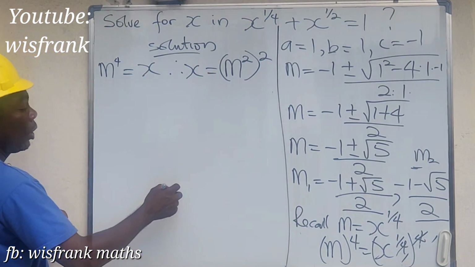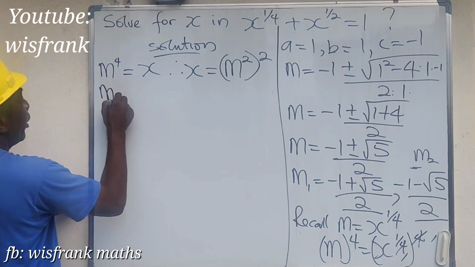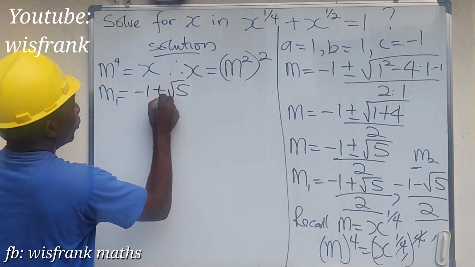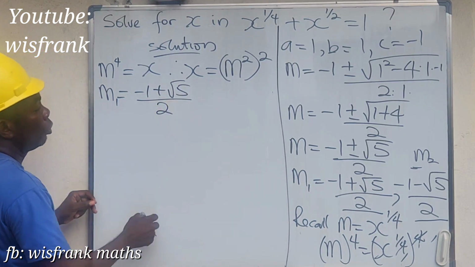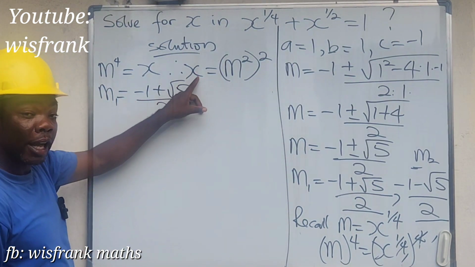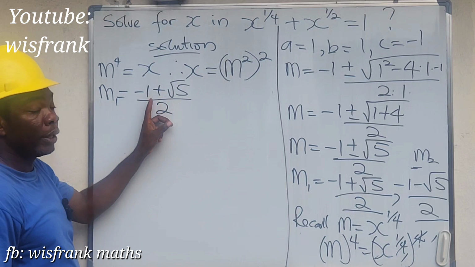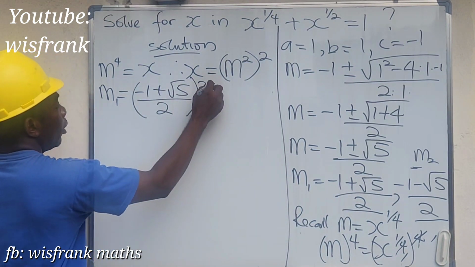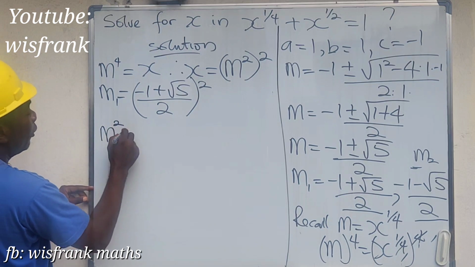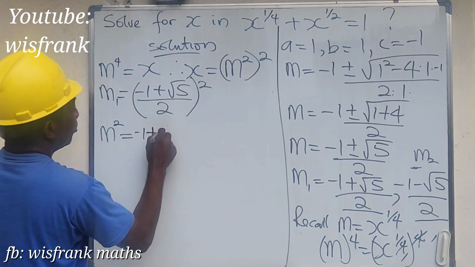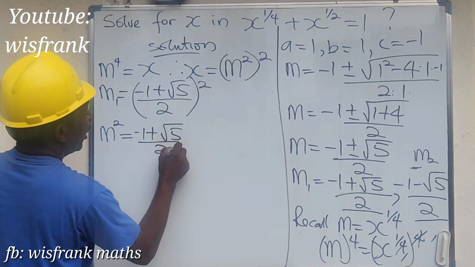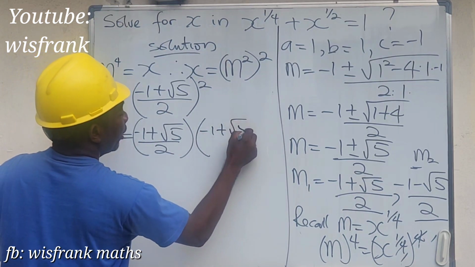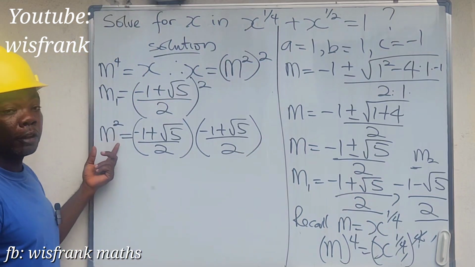So in that case, we have the value of m1 equals minus 1 plus square root of 5 all over 2. So we are saying that for the value of x to be known, m must be squared 2 times. So we have to square this. So this will become m squared. That is, for the first one, minus 1 plus root 5 all over 2 times minus 1 plus root 5 all over 2. So this is for the first one.